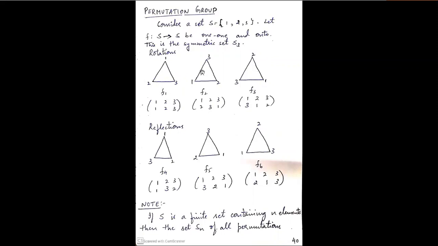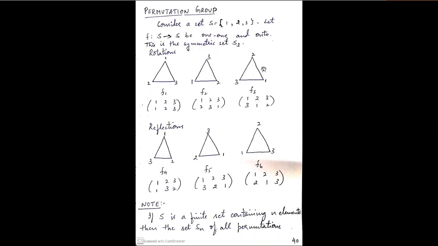To get the second function, I rotate this triangle in an anti-clockwise direction. So 1 takes the position of 2, 2 takes the position of 3, and 3 goes to 1. That is what I'm writing as function 2 here. So 1 goes to 2, 2 goes to 3, and 3 goes to 1. This is one rotation. So this I consider as the second function f2.